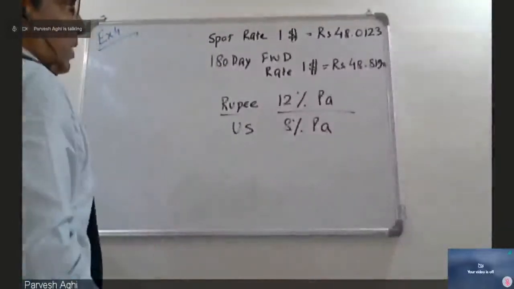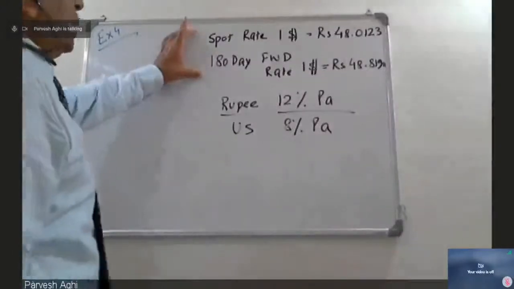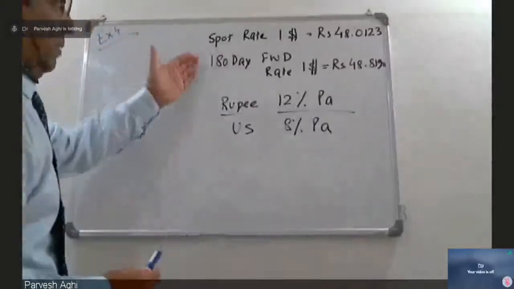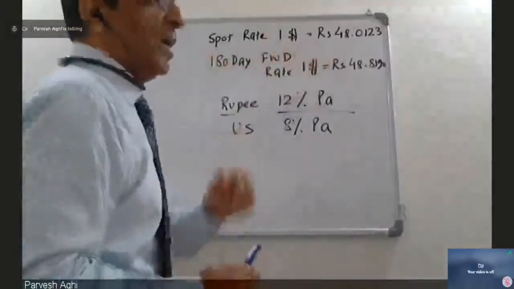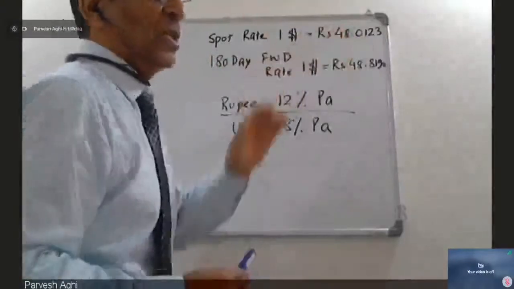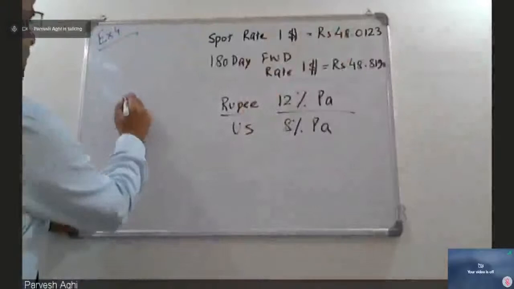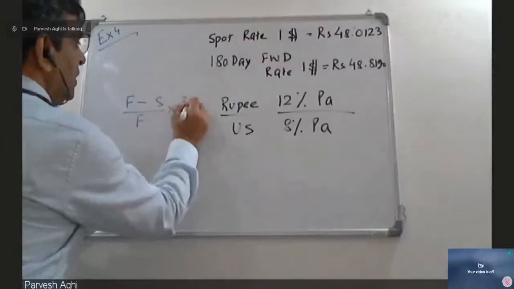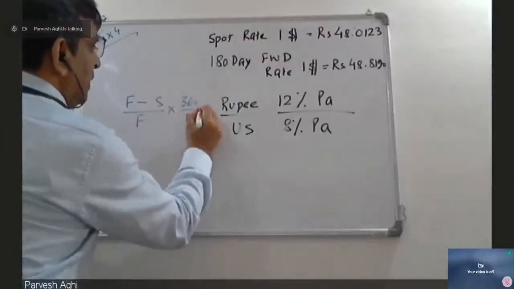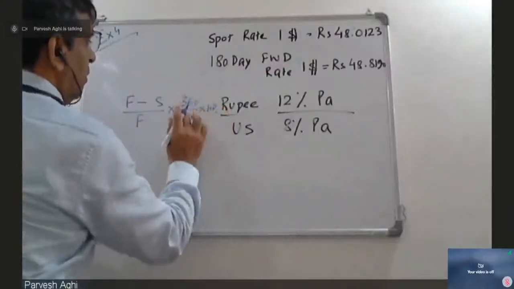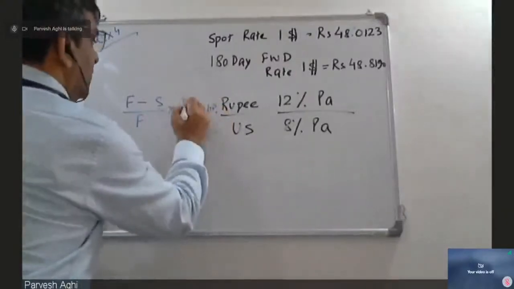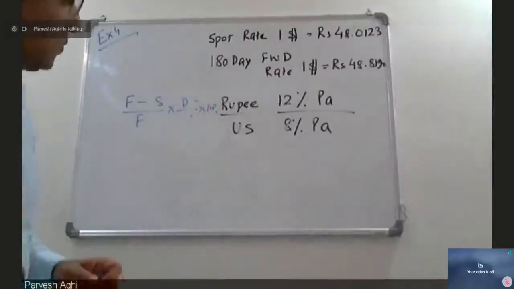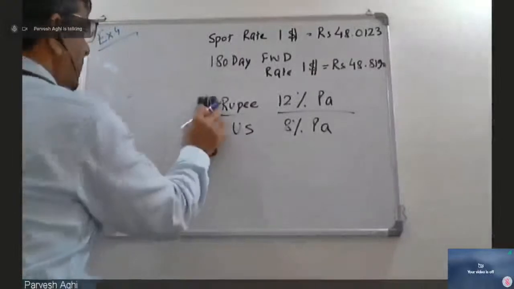I think many of the students can do it themselves. Look at the two quotes, and see what is the kind of a gain, how much rupee is appreciating against the dollar, or how much dollar is appreciating against the rupee. So let's do that. We know that it is forward minus spot divided by forward into 360 divided by number of days into 100%. Or rather, sorry, it's the other way around. It is days divided by 360.